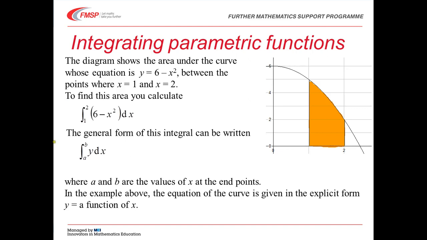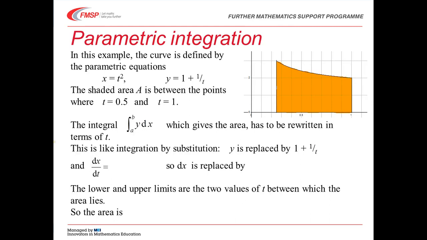So in this example, the equation of the curve is given in the explicit form y equals a function of x. Here we've got a different function, and it's defined by parametric equations. I've got x and y both in terms of t, and the shaded area is between the points where t is 0.5 and t is 1. So the integral from a to b of y dx, the general form, gives that area, and we have to rewrite that in terms of t. And we do that using the methods that we worked out before for integration by substitution.